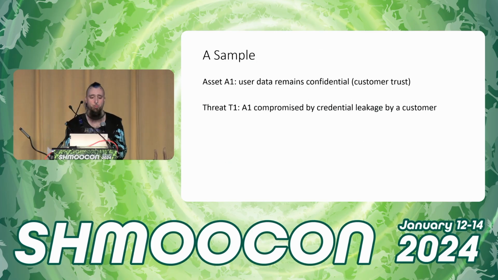So here's an example. Asset A1, user data remains confidential. Notice that that's not the server and it's not the key. Threat 1, I enumerate them because I like to refer to them by number later. Asset 1 is compromised by credential leakage by a customer.